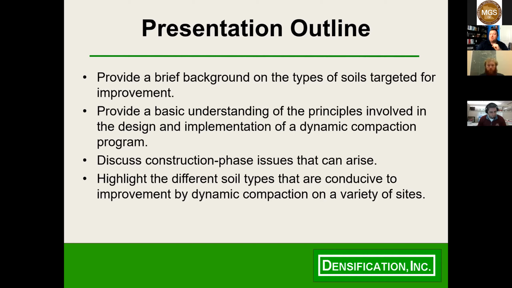As you can also imagine, dropping a big weight on the ground, there could be some construction phase issues that you would need to deal with. So we'll talk through some of them. And then, like I said, go through some examples of some sites and what the different soil conditions were there that we had to contend with.